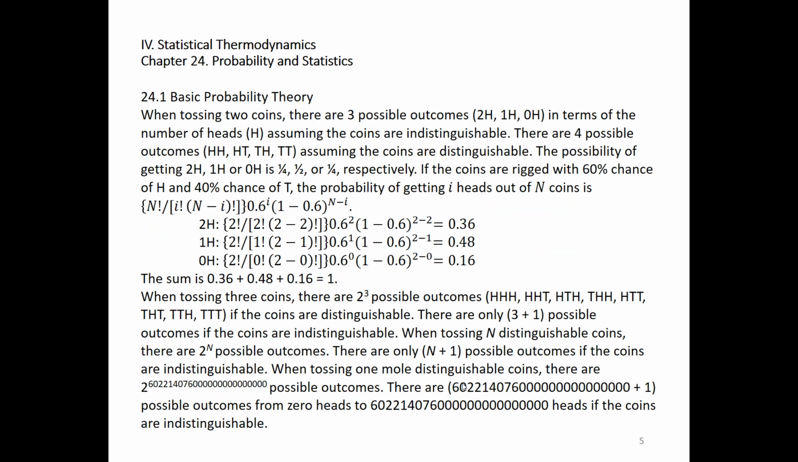Now let's toss coins. When we toss 2 coins, there are 3 possible outcomes: 2 heads, 1 heads, 0 heads, in terms of the number of heads, if we don't care which coin is heads and which coin is tails.